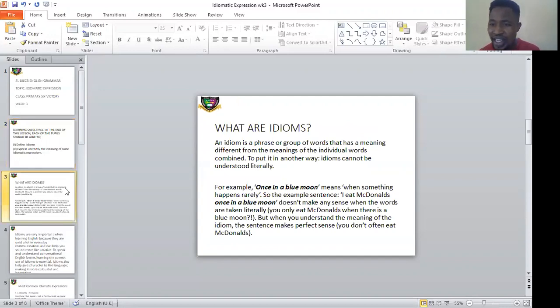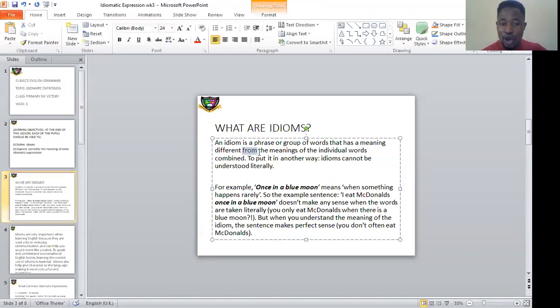If I may ask you, what are idioms? I know you're trying to think. Okay, tick tock, tick tock. All right. Idioms are phrases or groups of words that have meaning different from the meanings of the individual words combined. So an idiom is a phrase or group of words that has a meaning different from the meaning of the individual words combined. All right.